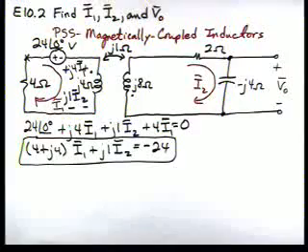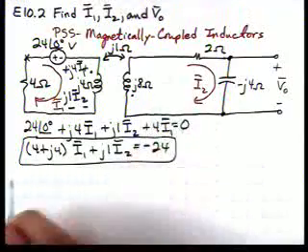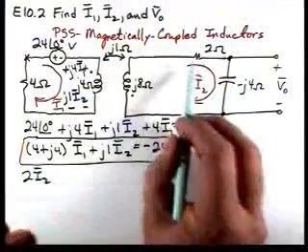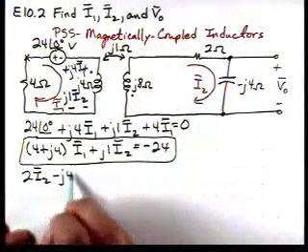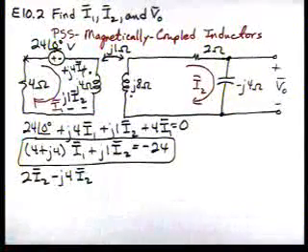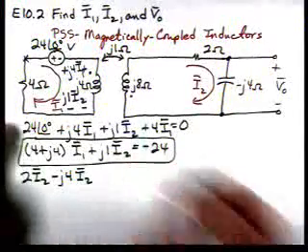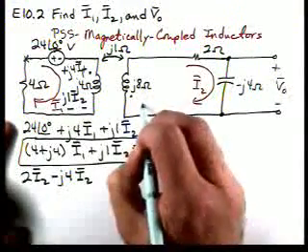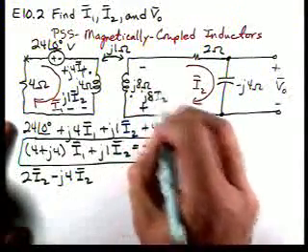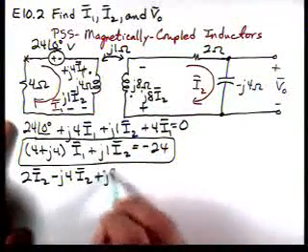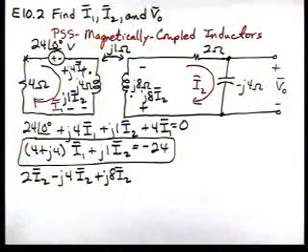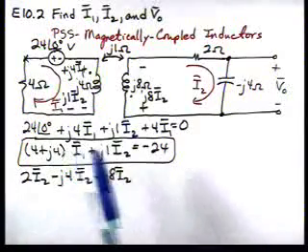Now let's do the second mesh. If we start, we'll have 2I2 drop here, we'll have minus J4I2. Now, as we come around to our coil, we'll have one voltage here that's J8I2, and that's due to current I2 flowing. And now we also have a voltage term due to current flowing over here.